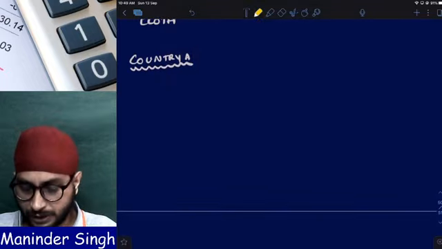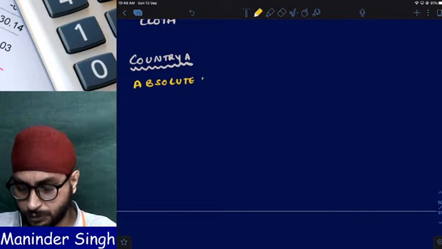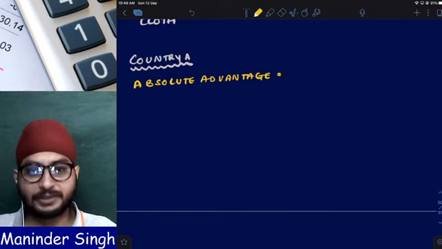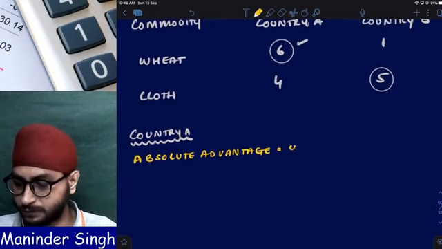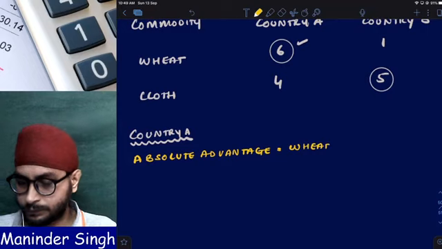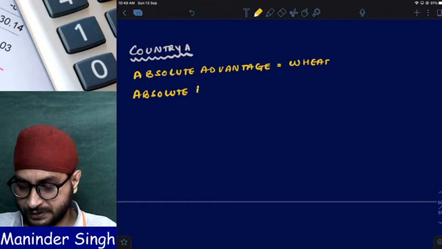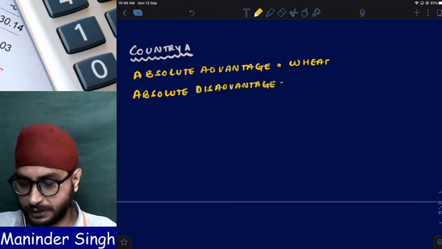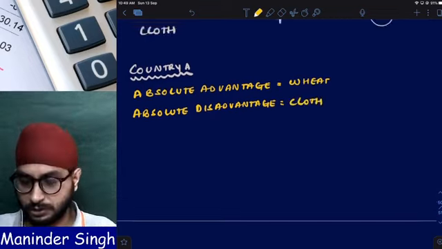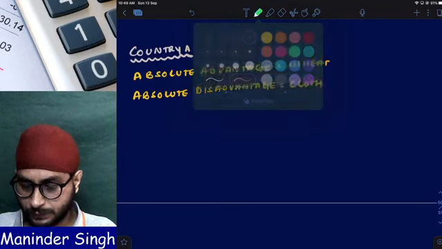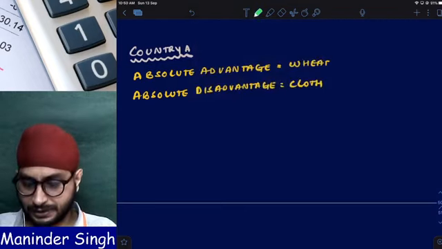Country A. Now, country A, absolute advantage where? Absolute advantage is where? Wheat. And it is having what? Absolute disadvantage. Absolute disadvantage in which case? In cloth. Clear? Absolute disadvantage where? In cloth. So can I say like this?